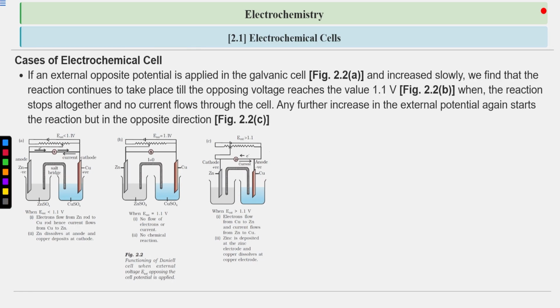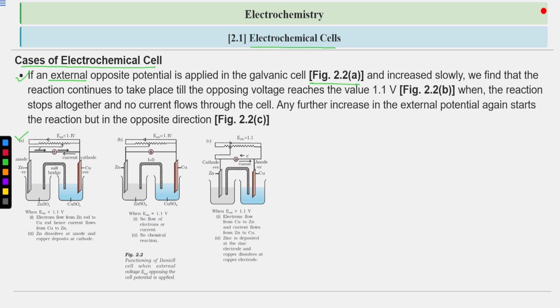Now, if we talk about our next topic, which is cases of electrochemical cell, which we are studying under electrochemical cells, topic number 2.1 in the chapter electrochemistry. Now, the cases of electrochemical cell: it is given that if an external opposite potential is applied in the galvanic cell, which is given in figure 2.2a. So figure 2.2a is this one.